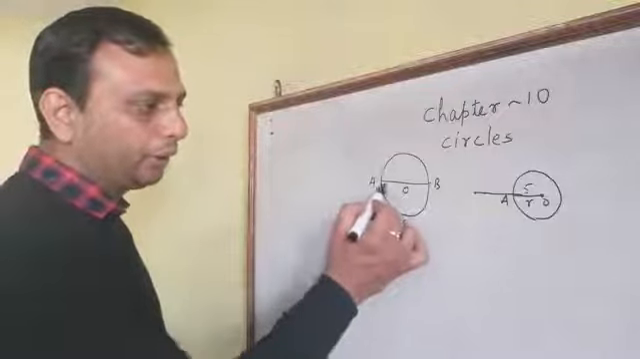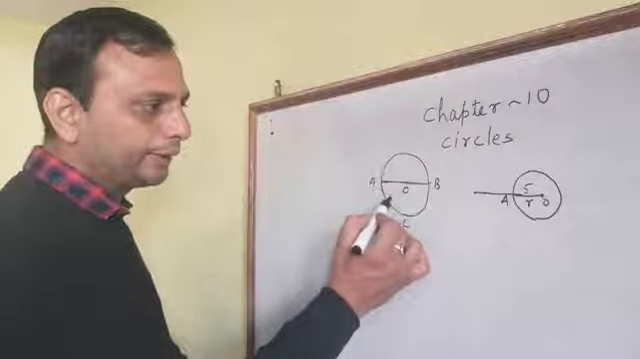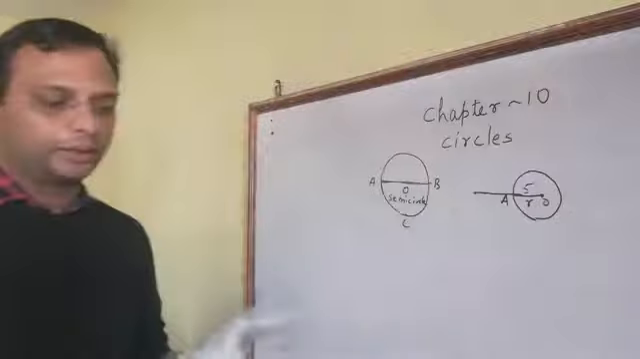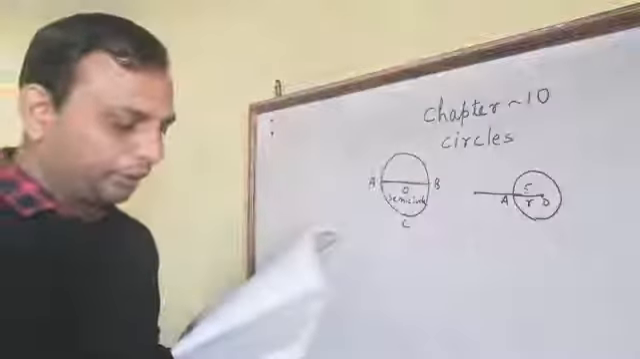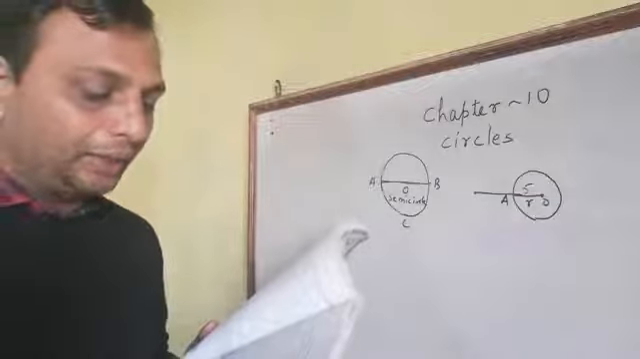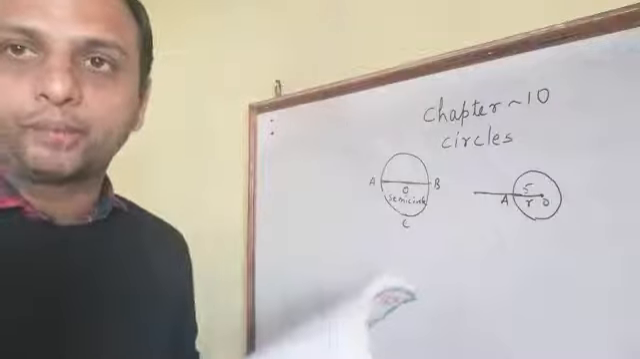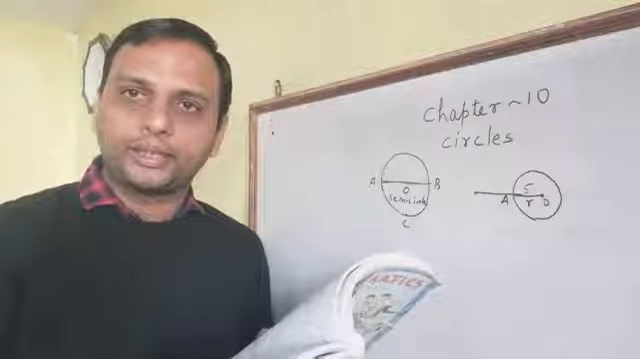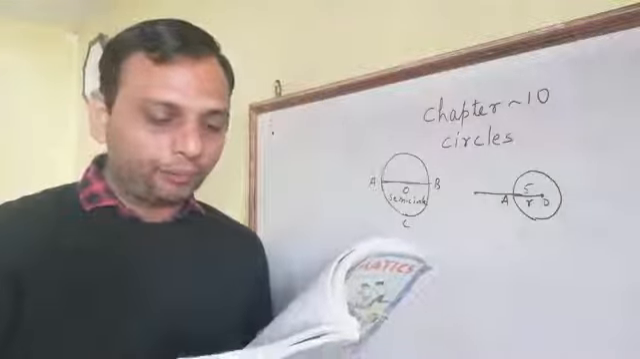So this half circle is called what? Semicircle. I hope you understood this one. The segment of a circle is the region between the arc and the chord. I have told you what a segment means: the region formed by the arc and the chord is called the segment.